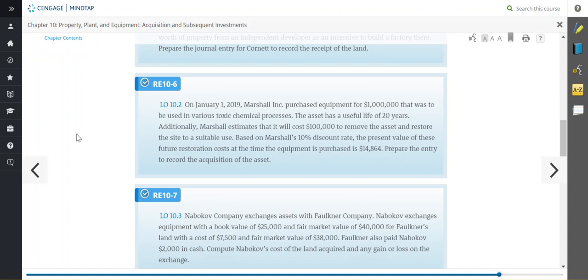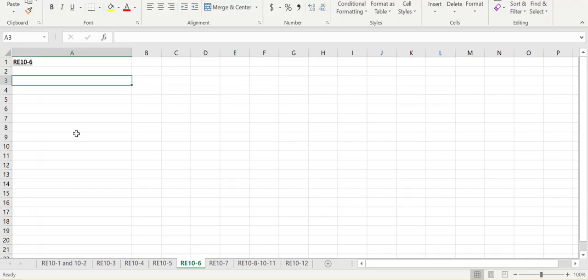So this is what we call an asset retirement obligation. We have an obligation at the end of the asset's useful life, when we retire it, to do something, in this case, to restore the site to suitable use. So we have to do that journal entry.